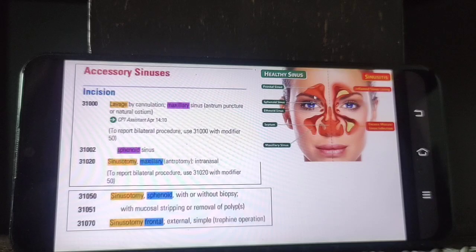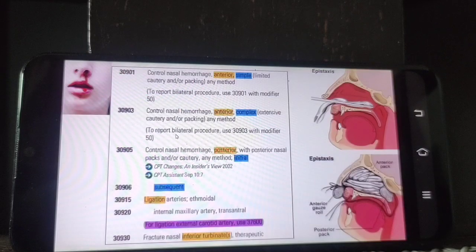Ma'am, how do we apply modifiers with those codes? For a bilateral procedure. The packing is applied on both nostrils. For a bilateral procedure, you should append modifier 50. Okay.